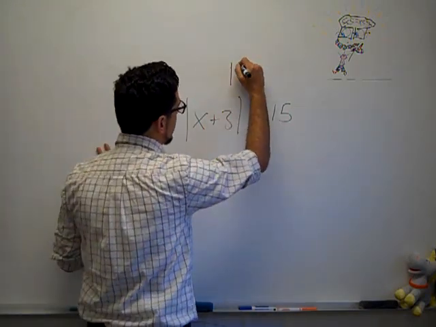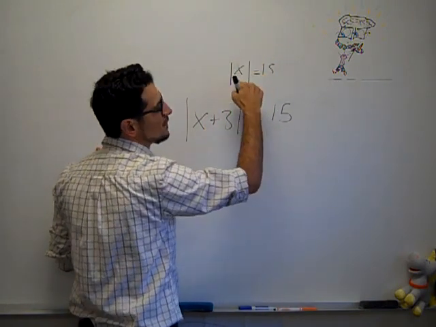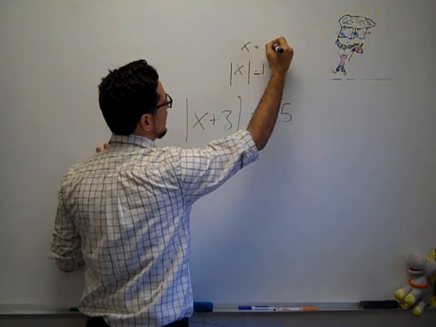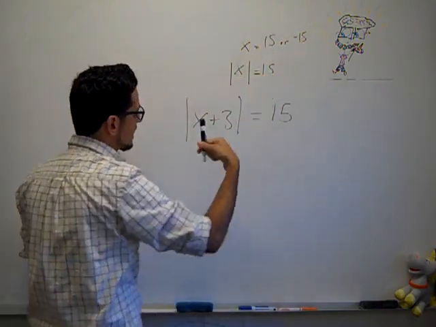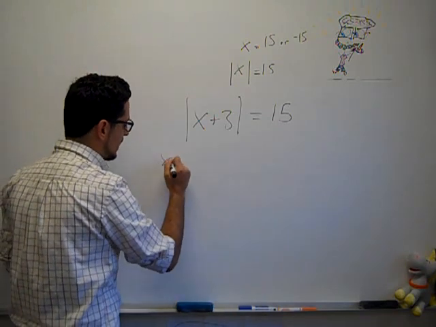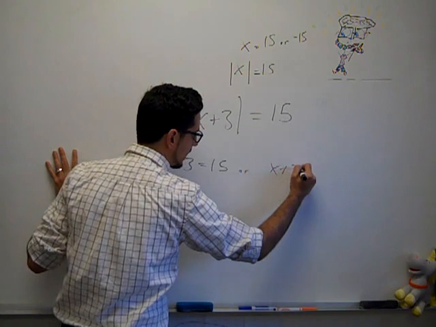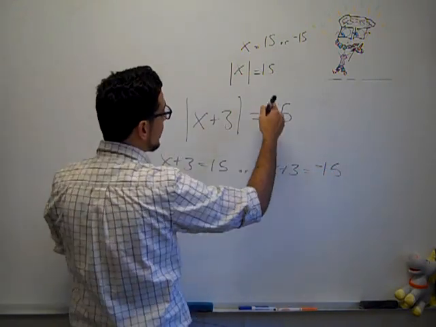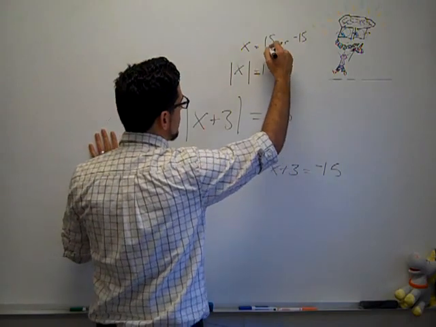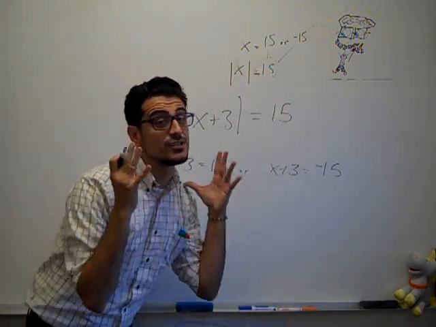In the same way that if I said the absolute value of x equals 15, the possible values of x would be 15 or -15. These are my two possible values of x. In this case, x plus 3 is equal to 15, or x plus 3 is equal to -15, okay? Do you see how, following the same pattern, this could be 15, and the value could be 15 or -15, because it's distance from zero.